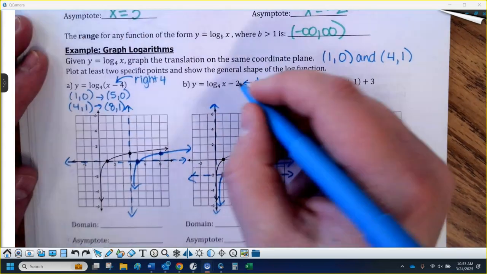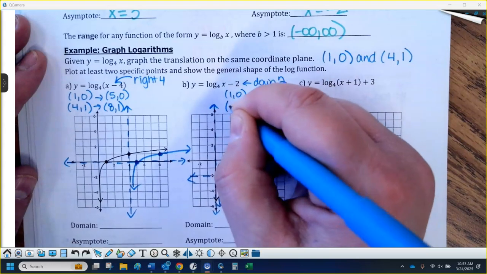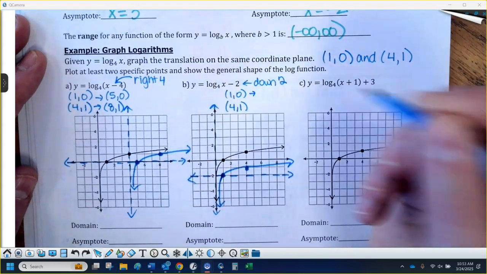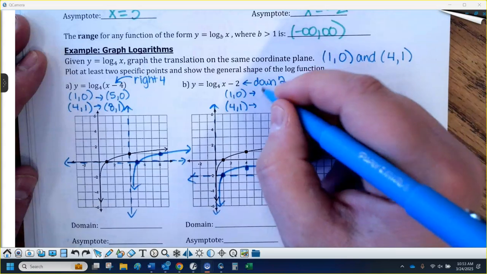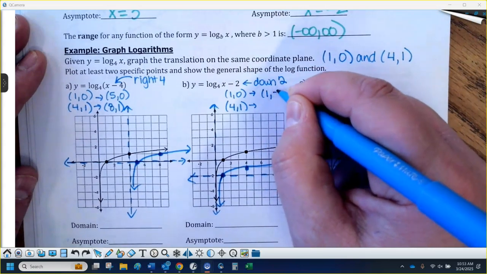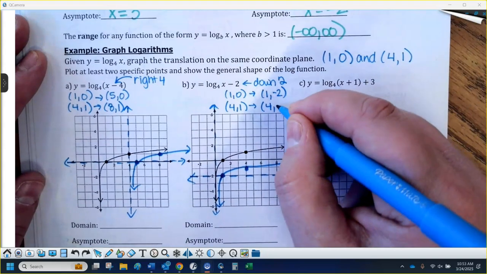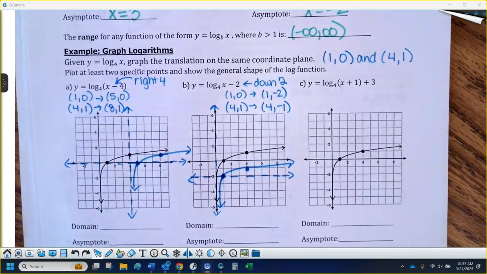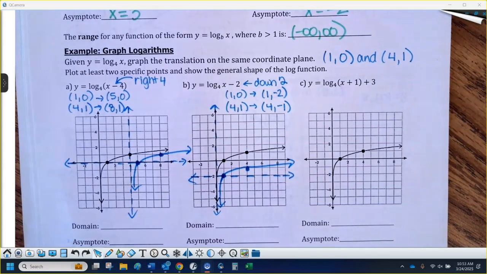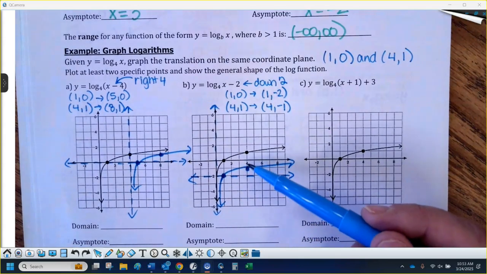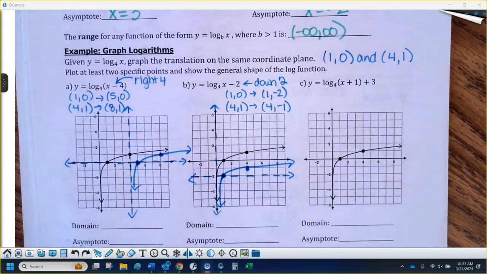If you want to do this with the points, so 1, 0, and 4, 1, what you would do is you just subtract 2 from the y coordinate. So this would still be 1, but then this would be negative 2. This would still be 4, and then this would be negative 1. The x coordinate wouldn't change there because you don't go left or right. Or you could just do what I did, and you can see those are the points I have. Here's 1, negative 2. Here's 4, negative 1.